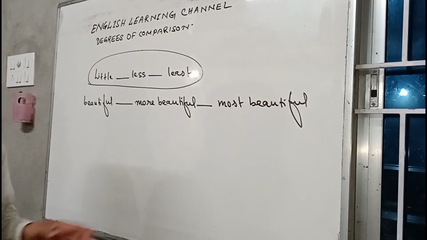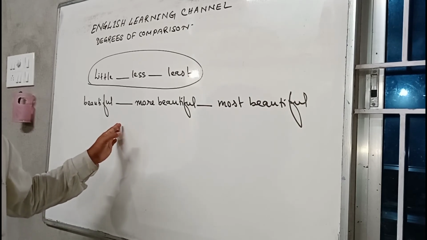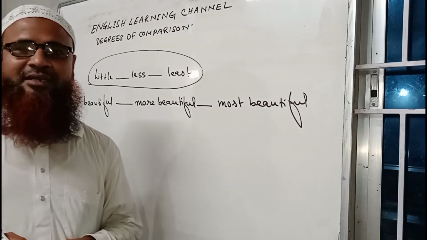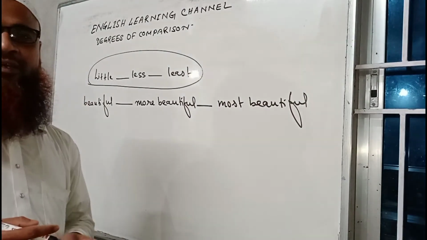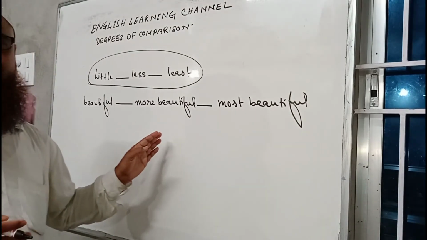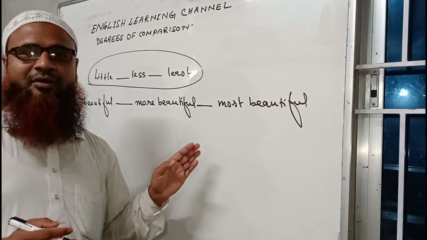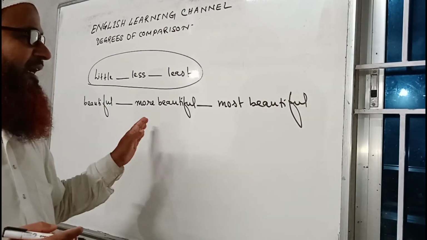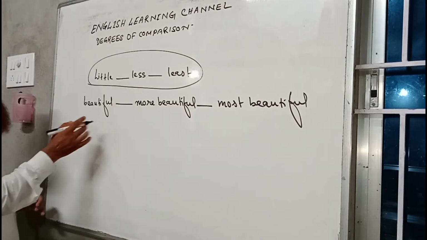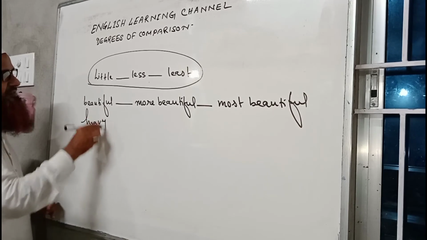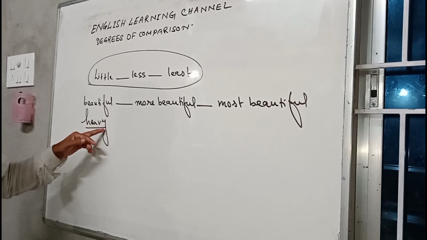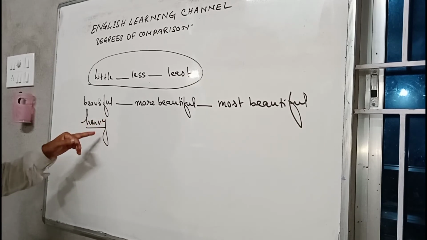Again, I may tell you that when there is y at the end of the adjective, that means the last letter is y, and before that there is a consonant, then we have to omit y, and in place of y we have to write i and er and est in the comparative and superlative degree. Like I am giving the example heavy. Okay, this is an adjective which ends in y letter, and before y there is v, it is a consonant.